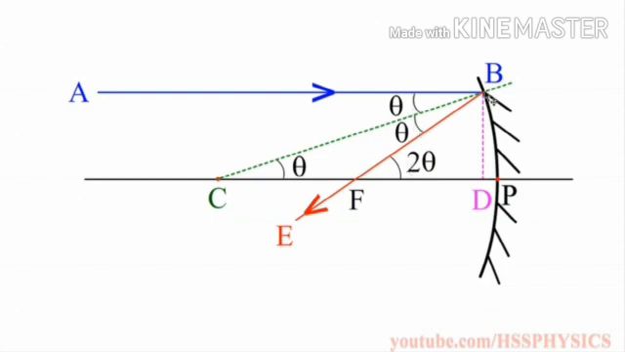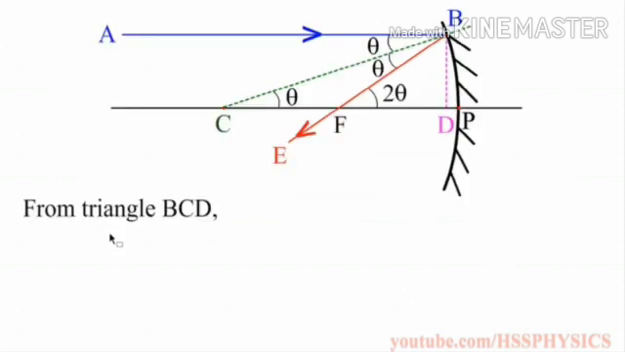And BCF is theta. Here both the angles are equal, 2 theta and theta. And the distance FD is f and CF is R.